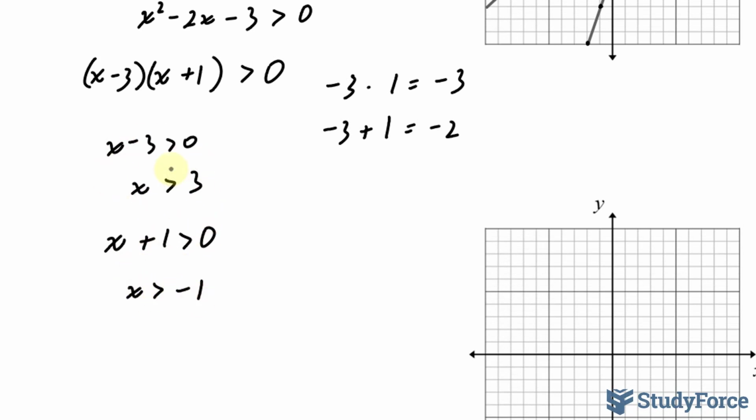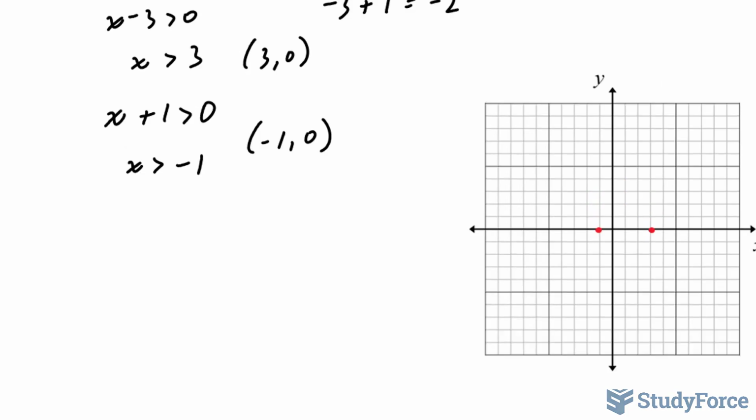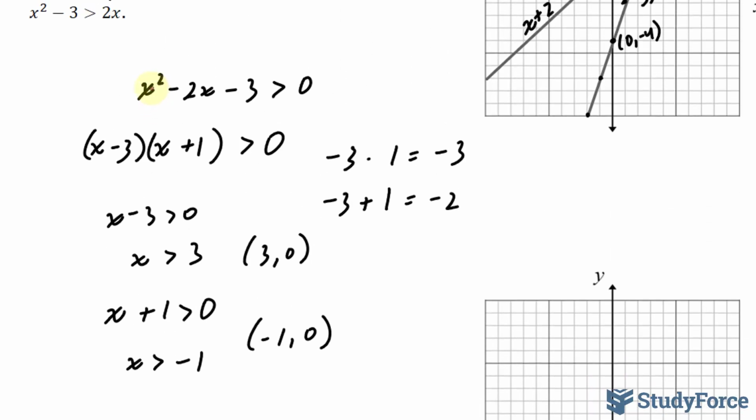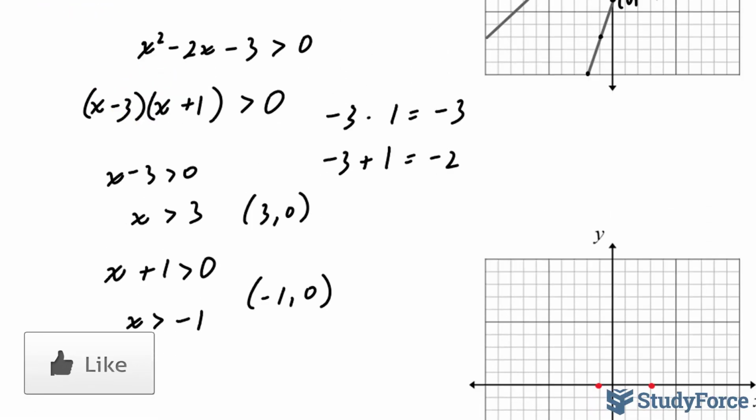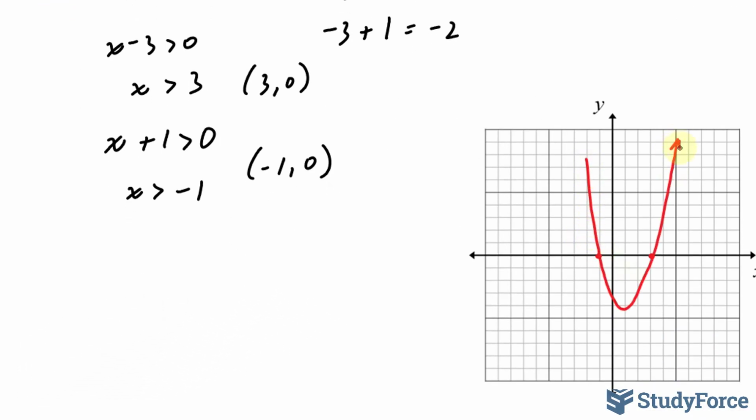The point that represents this critical point is 3 and 0. And the point that represents this critical point is negative 1 and 0. Let's plot those. We have 3 and 0, which is over here, and negative 1 and 0, which is over here. Since it's a parabola that opens up, notice that this x squared is positive, we can assume that it goes like this. And I don't know exactly where the vertex is. It doesn't matter at this point.